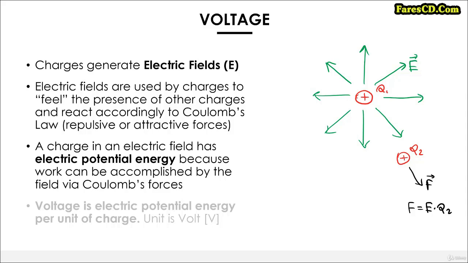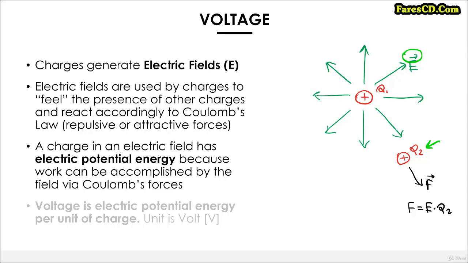For Q1, I show the electric field, which is emitted radially by the charge. The electric field is indicated with E. There is a little arrow here just to indicate that at any point in space, it's not enough to tell the value of the electric field, but you also have to indicate its direction. And then we have Q2 here, which will feel the electric field.